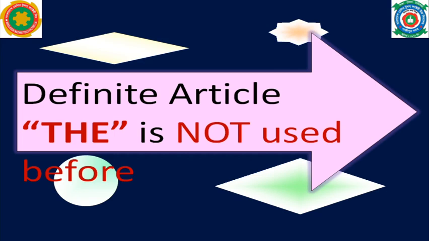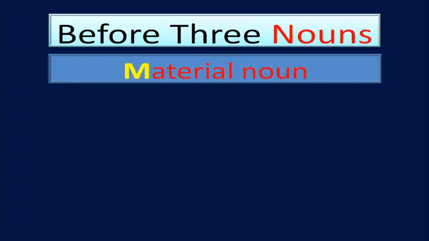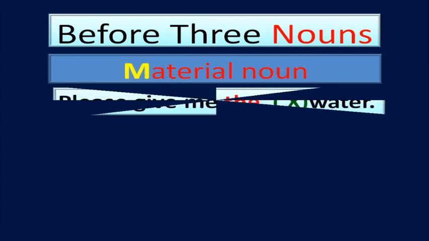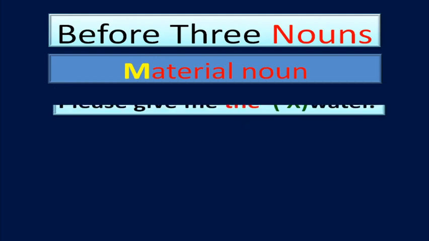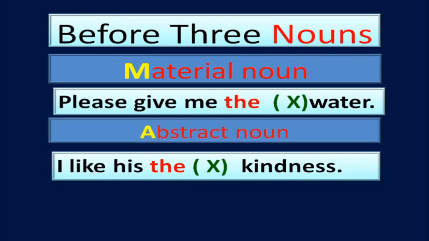So here is the exception. When "the" is not used, before three nouns, we can see material noun, right? Abstract noun. So before material noun, you should not use "the" across. Please give me water, not please give me the water.